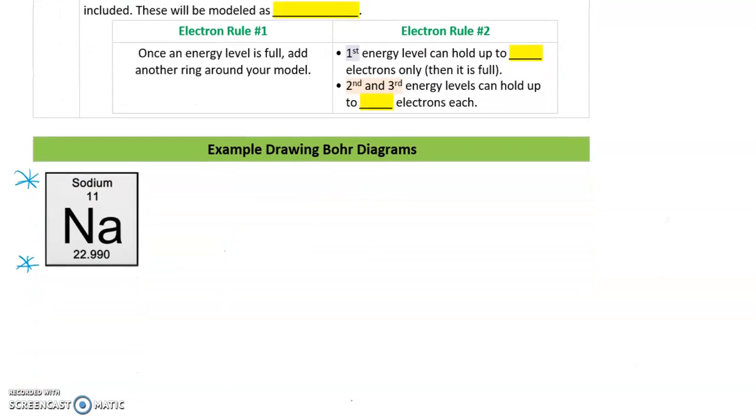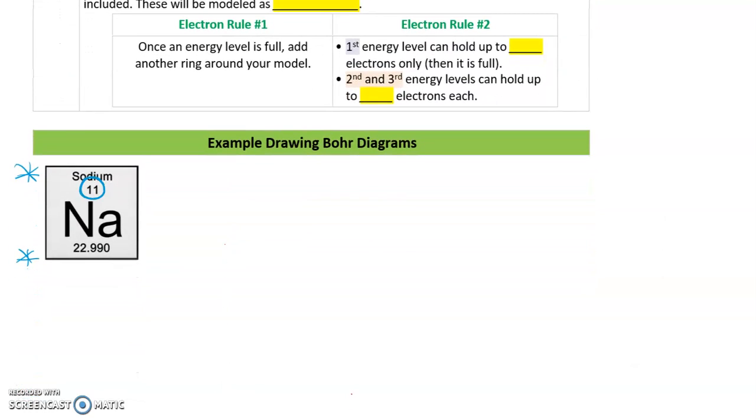Looking at sodium, sodium has an atomic number of 11, meaning that it has 11 protons. Then we can use the mass to figure out the neutrons. If we round our mass to, in this case, 23, and subtract our number of protons, we get our number of neutrons, which is 12. So sodium has 11 protons and 12 neutrons, and that's what we're going to start putting on our model.